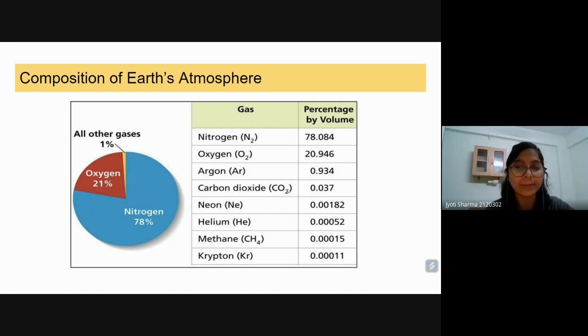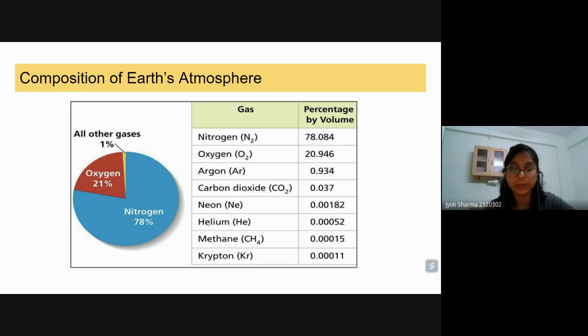After that, there is argon. Argon is a noble gas, a very inert gas, just like nitrogen gas. The percentage of argon is 0.934. After that, we have carbon dioxide, 0.037. Then we have two noble gases or inert gases, neon and helium. After that, we have methane and krypton.